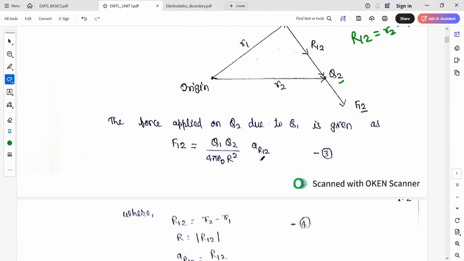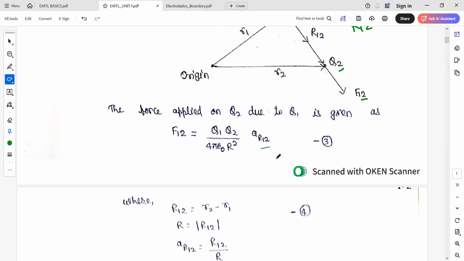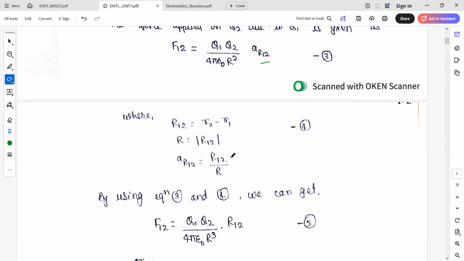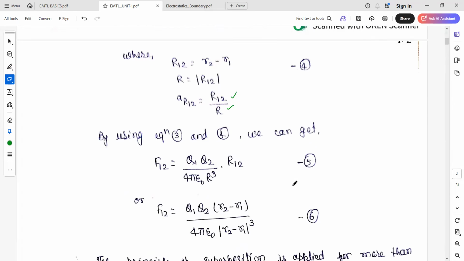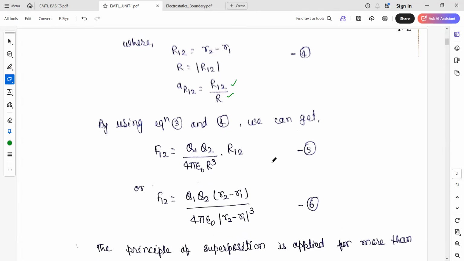And this a R12 is the unit vector. How are we able to define the unit vector here? A vector divided by the magnitude of that vector is the unit vector. So finally, this Coulomb's law we can write in the form of a vector. Okay, that is important.